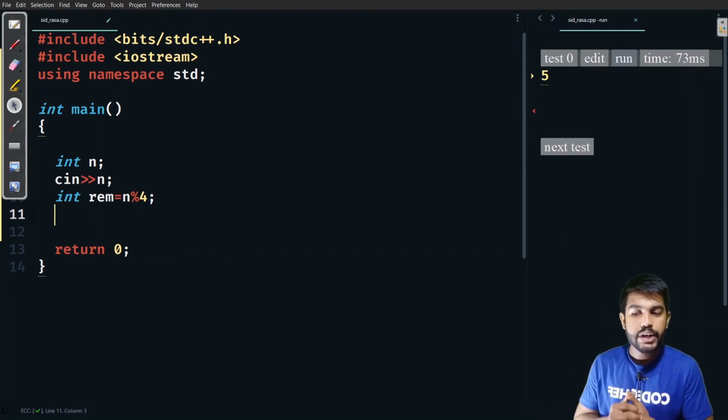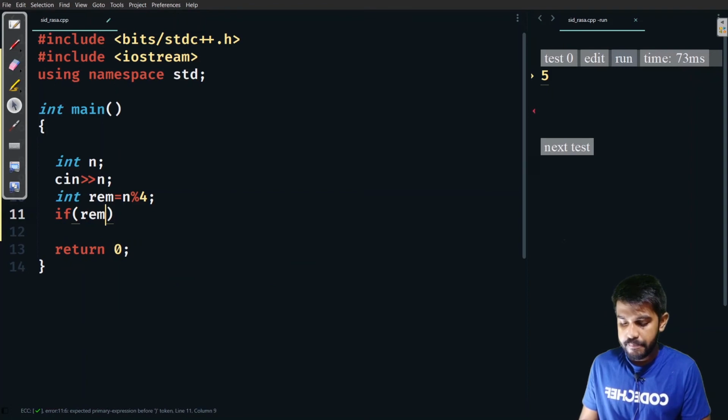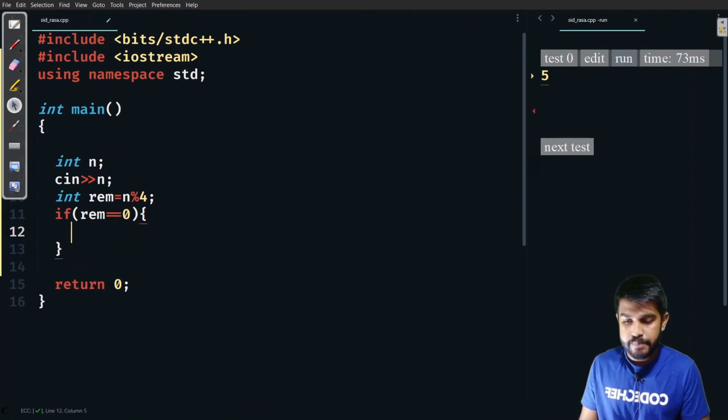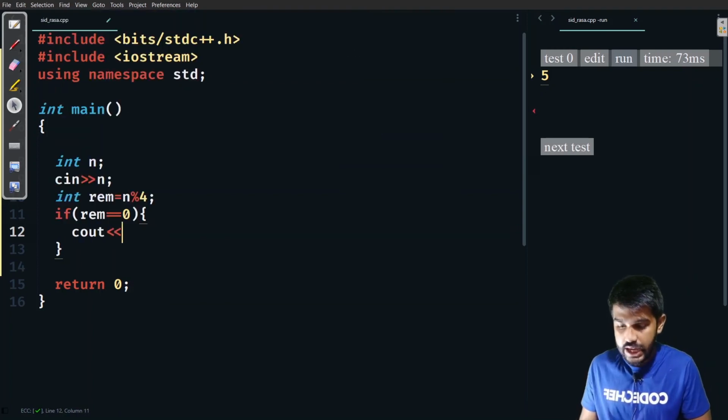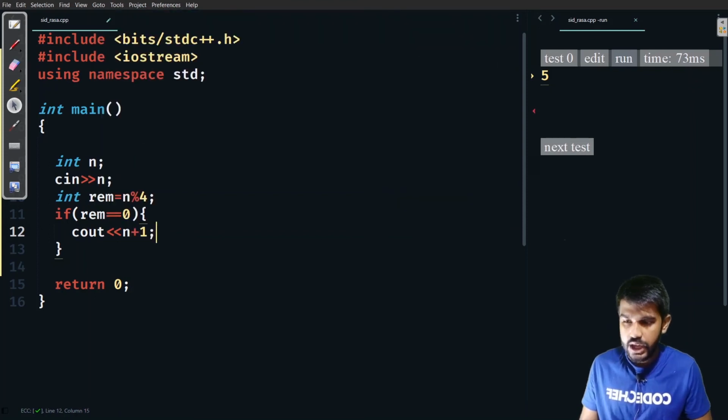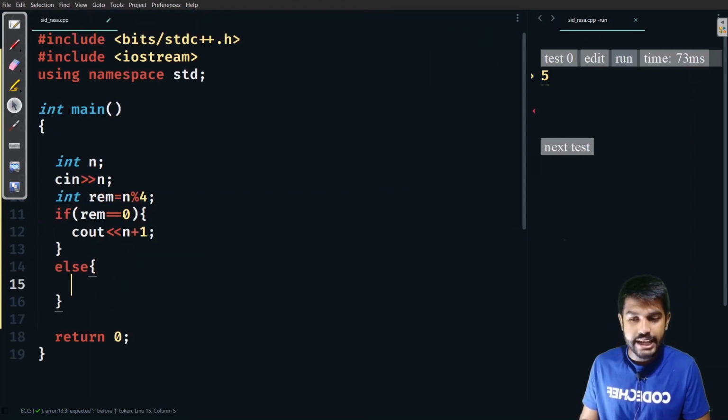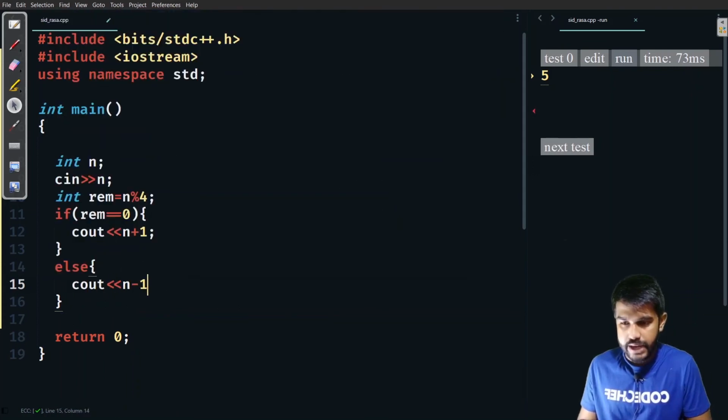How can we check? We can do that check with the help of an if else. If rem is equal to 0, then we would be printing. Just remember, if it is divisible by 4, then we were incrementing its value by 1, so we would be doing cout n plus 1. Else, if it is not that case, then we would be decrementing its value, cout n minus 1.